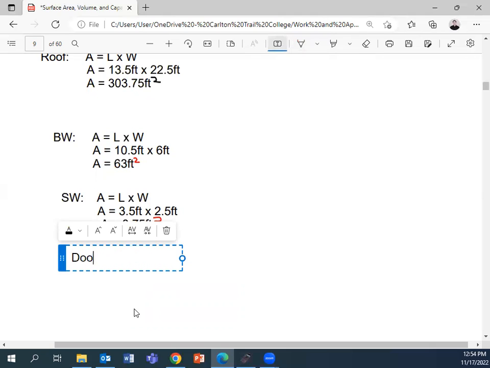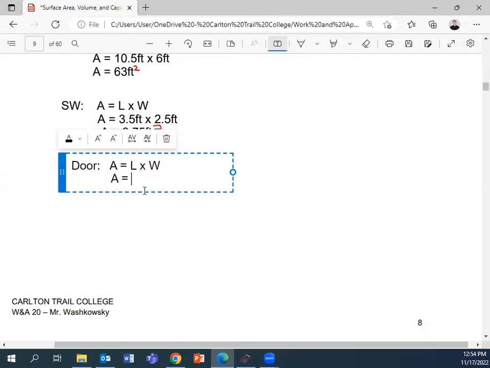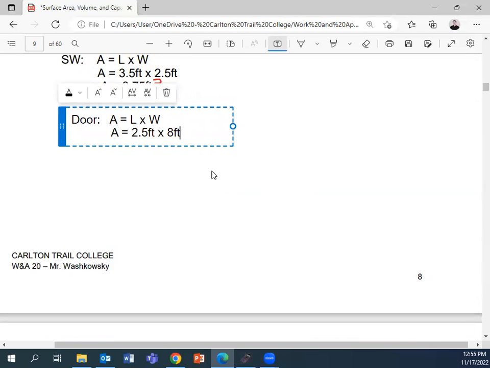So next I just have the door. Doors technically. Doors are a rectangle. Anna, what's my formula for rectangles? You betcha. That's to find the area of a rectangle. So length times width. I know the doors are 2.5 times 8 feet. And so when I times those together, I should end up getting 20 feet squared.